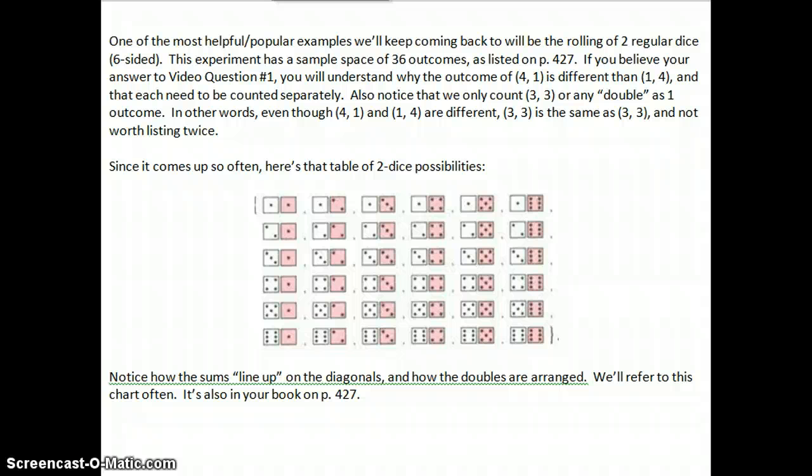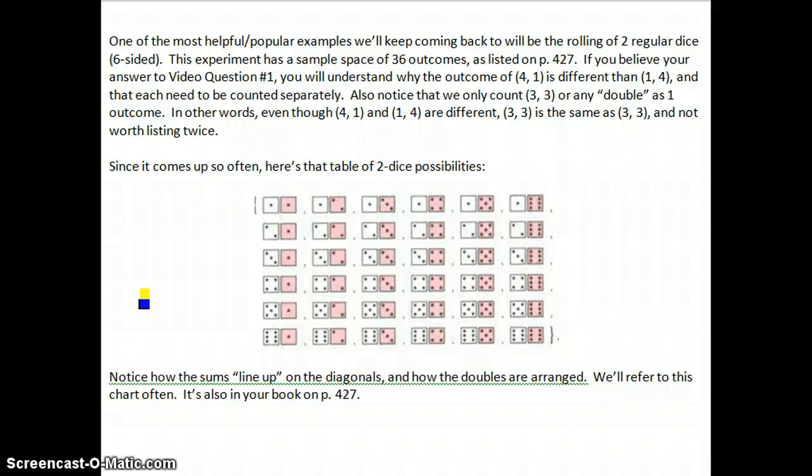The dice thing is going to come up a lot. There are very popular examples that are going to keep coming back to dice. And they have this chart on page 427, but this is by far the best way to list this. It looks almost exactly the same here as it does in your book on 427.